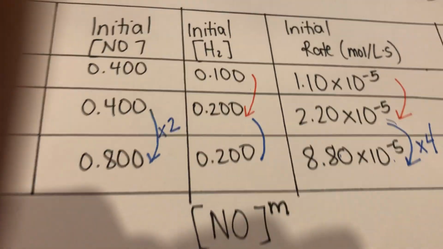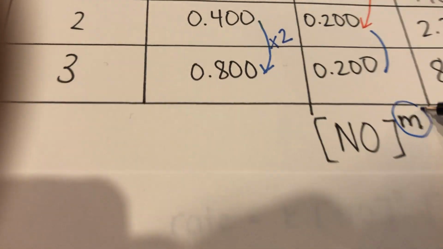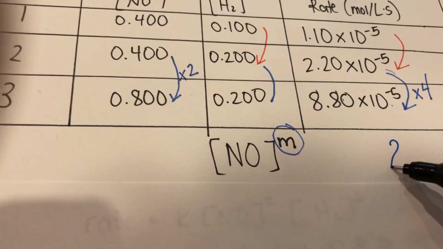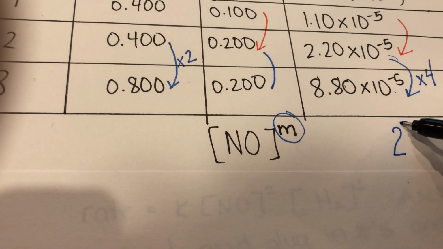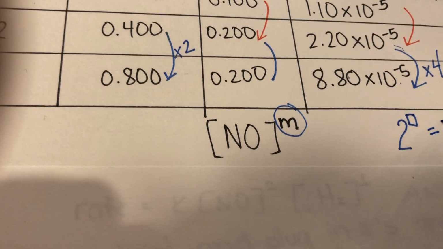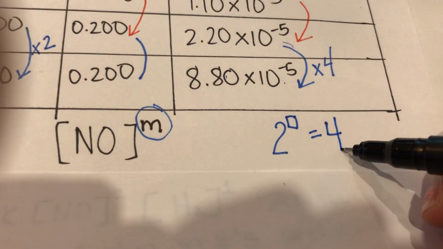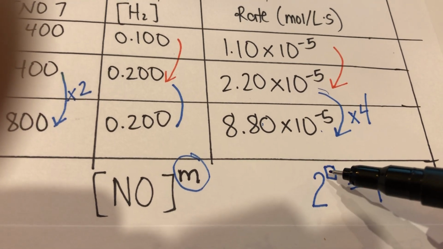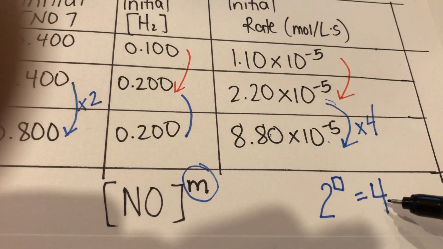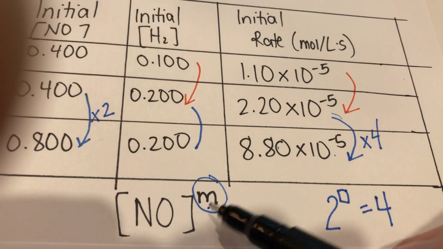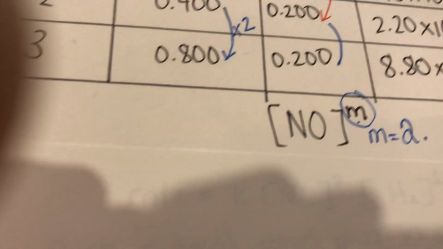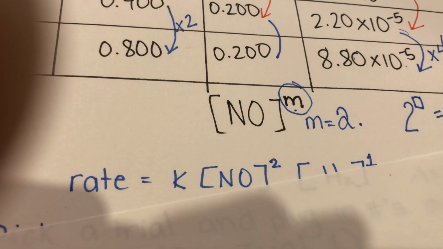So how do we figure out this exponent from this data? You do realize that you're figuring out 2 to the exponent of something equals 4. So hopefully you guys realize that 2 to the exponent of 2 equals 4. So that's the answer to M. So M is 2, okay? So we know the first answer here.